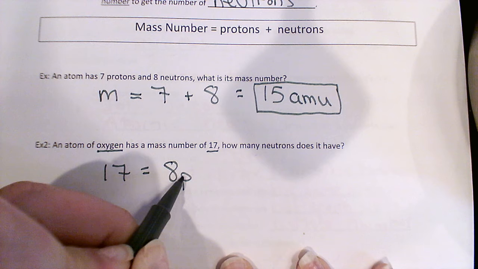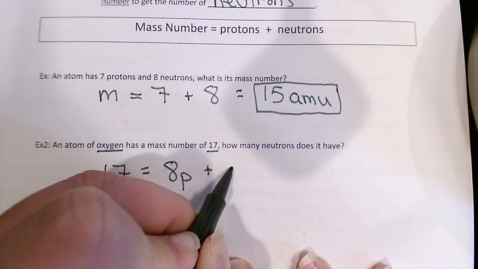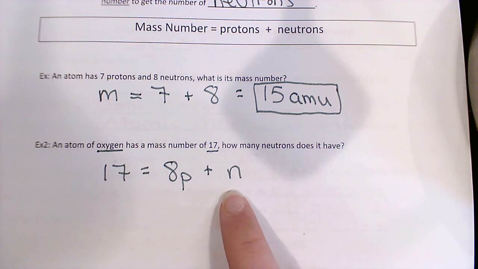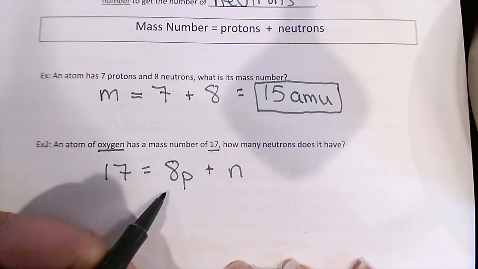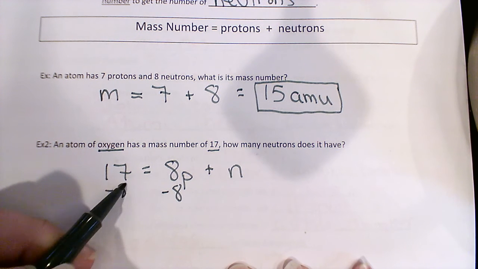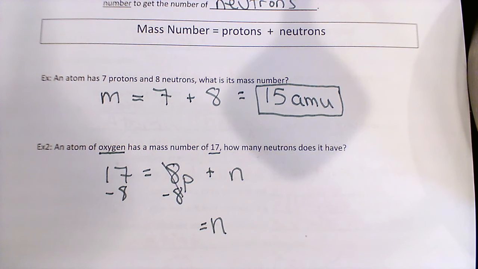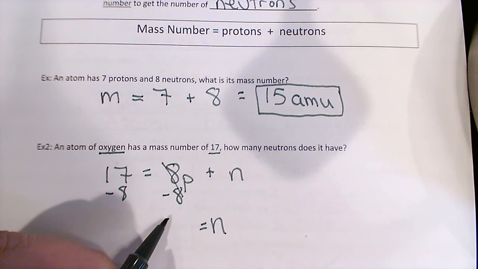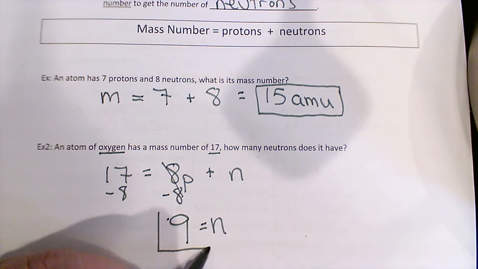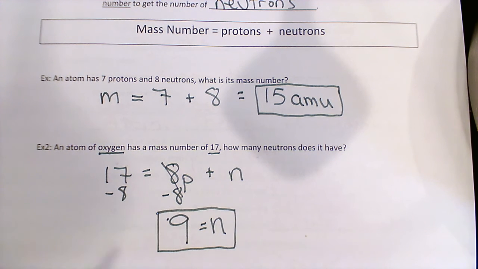So I'm going to have 8 protons plus neutrons. So my unknown, my number of neutrons is plus 8. So I'm going to subtract 8. Number of neutrons equals 17 minus 8, which is 9. I hope. No, it is. Okay. All right.